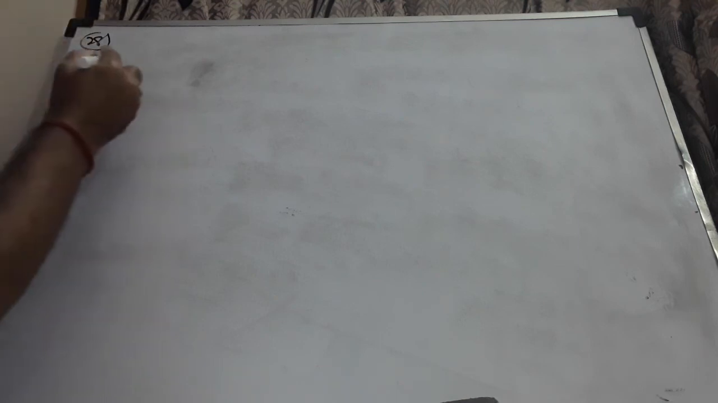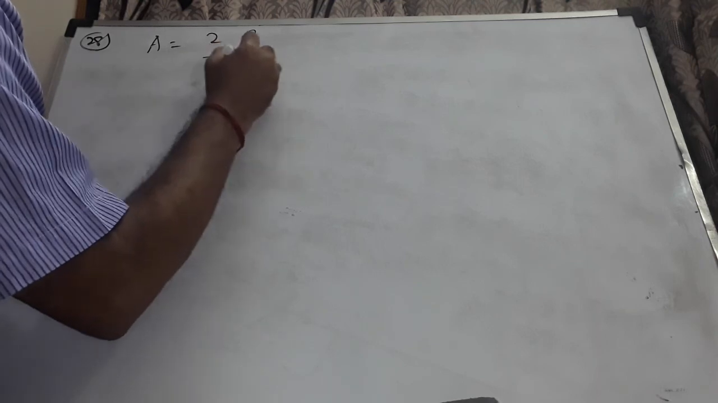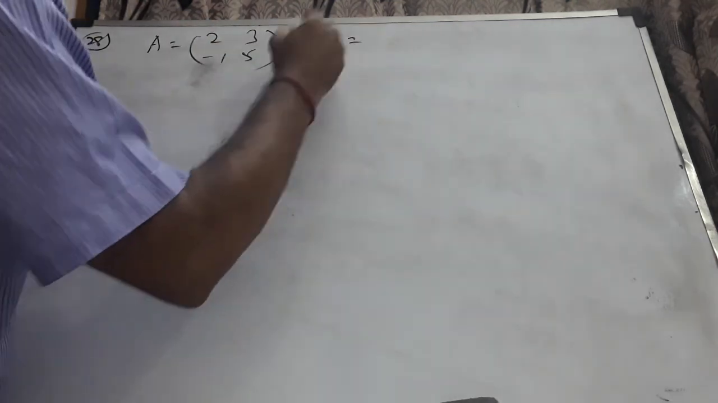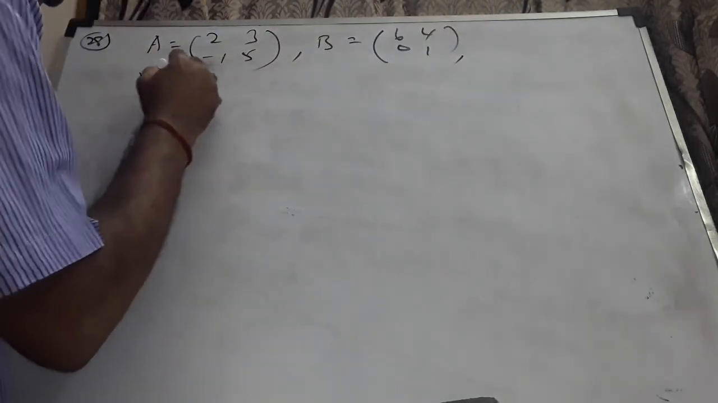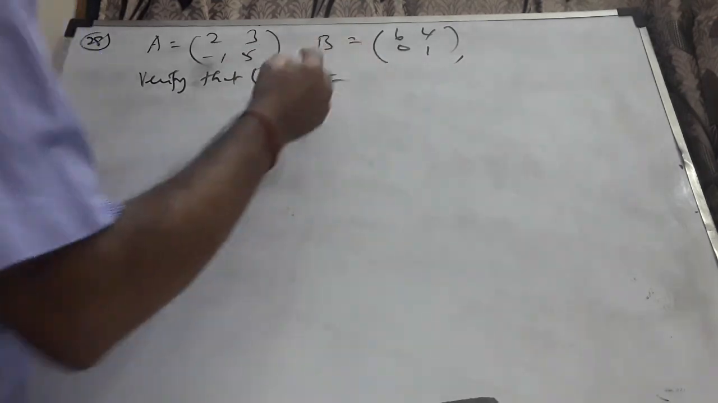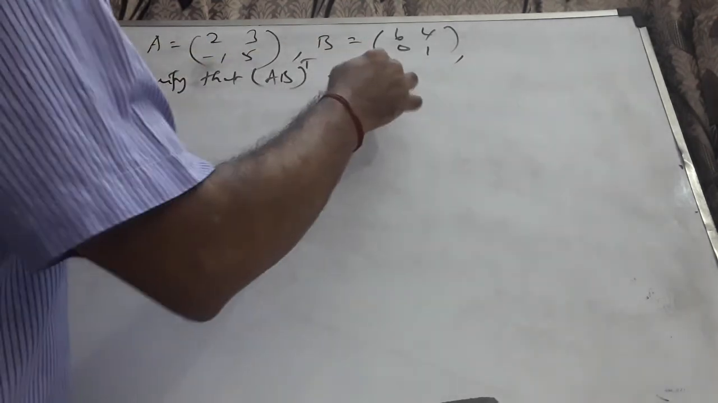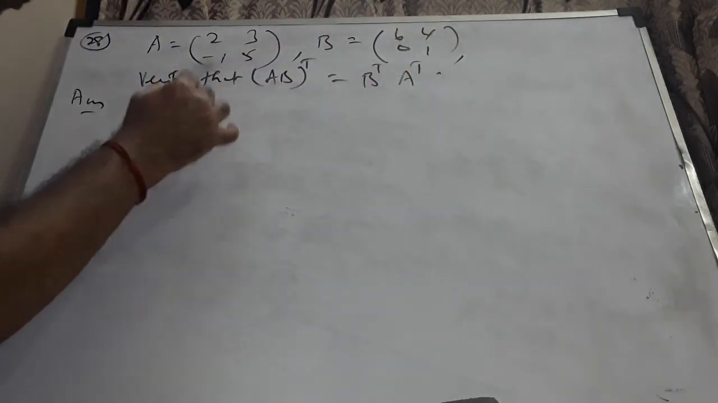Now, the 28th question goes like this. If A is equal to 2, 3, minus 1, 5, and B is 6, 4, 0, 1, verify that AB whole transpose, you can even write it as dash, that is also correct. The rule is B transpose A transpose. Let me think about the answer. Let me initially find AB.